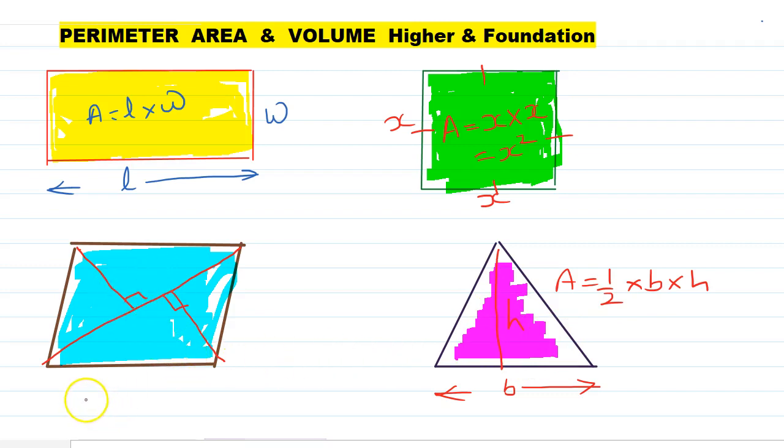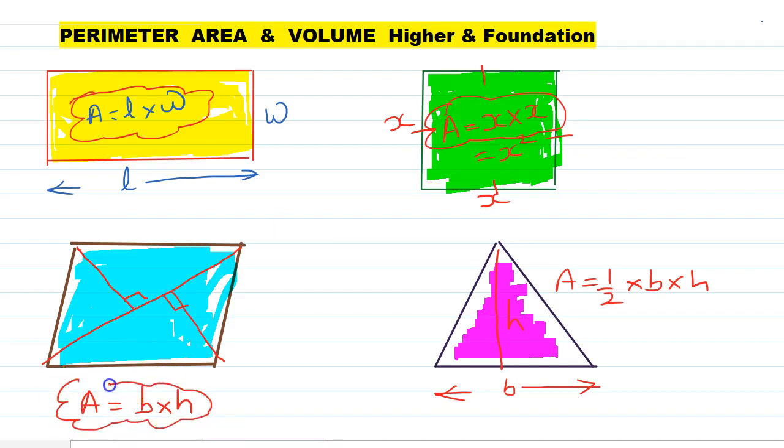If we talk about the parallelogram, there are 2 triangles. This is the base and this is the height. So basically a parallelogram is double the triangle. If the triangle is half of base times height, then the parallelogram is base times height. So area of a rectangle is length times width, area of a square is side times side, area of a parallelogram is base times height, and area of a triangle is half base times height.